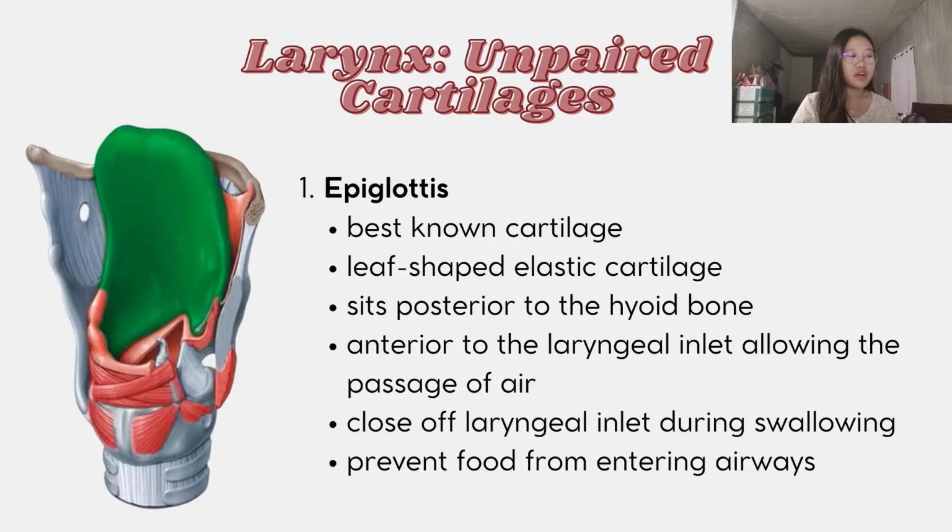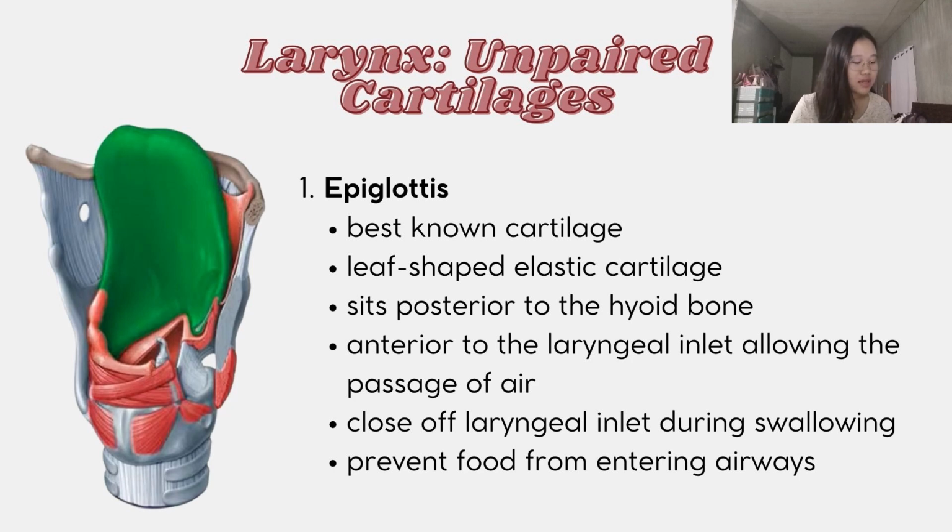For the first unpaired cartilage, the epiglottis, it is the best known cartilage, and it has a free edge. Kapag nakikita mo sa taas, may free edge siya. It is a leaf-shaped elastic cartilage, as you can see, highlighted sa picture. And it sits posterior to the hyoid. So just take note that the hyoid bone is the brown part na nasa likod ng epiglottis.